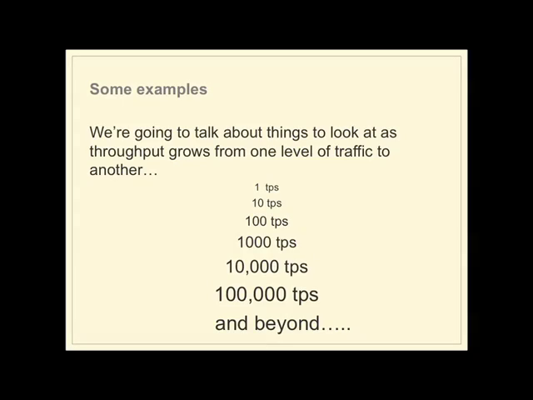So what we're going to do today, now that we've done introductory stuff for a long time, is talk about what happens as your API infrastructure scales to handle different amounts of API calls. And we're just going to talk about each level. What happens at 1 TPS? What happens at 1,000 TPS?